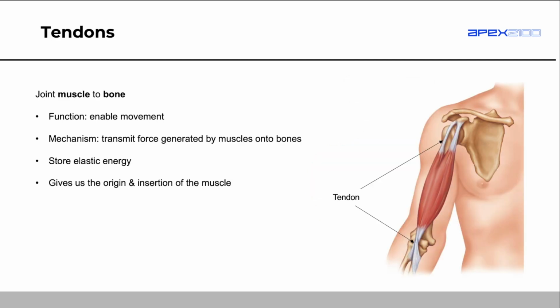All right, and then tendons join muscle to bone, and their function is to enable movement. They do this by transmitting the force generated by muscles onto the bones. So each muscle has got at least 2 tendons. Some of them have more, but 1 tendon at the origin of the muscle and 1 tendon at the insertion of the muscle. So the muscle goes through the tendon to connect to the bone.